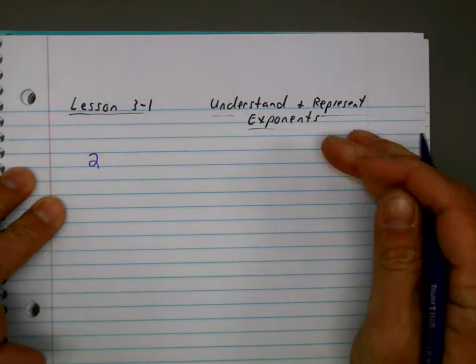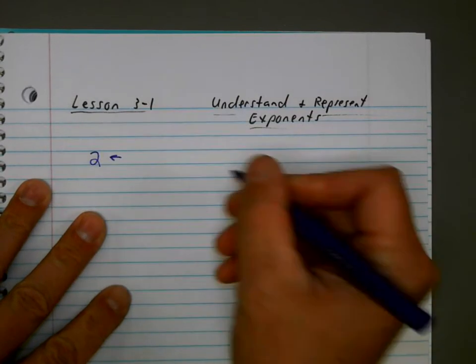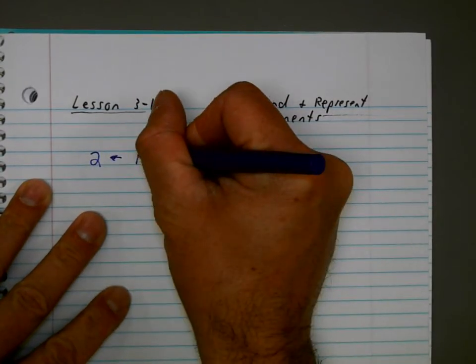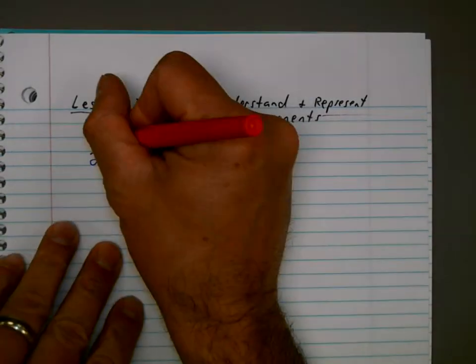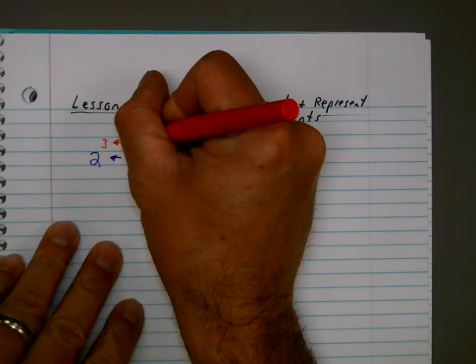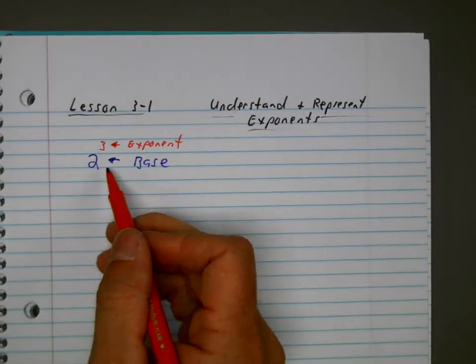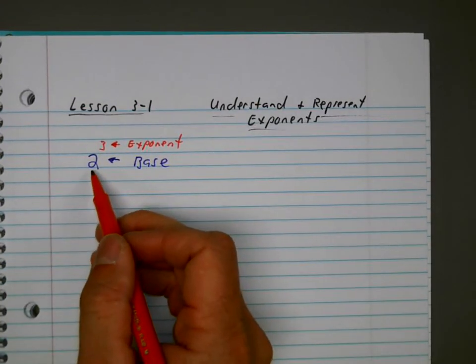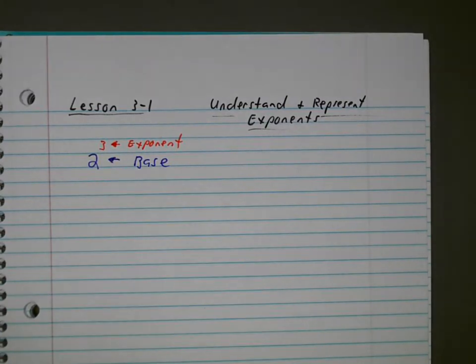We have two parts to an exponent. We have the base, then we have the actual exponent. So we have the base, which is the larger number, and the exponent's the number in the top right-hand corner that's a little bit smaller. Let's go and define what both of these are.